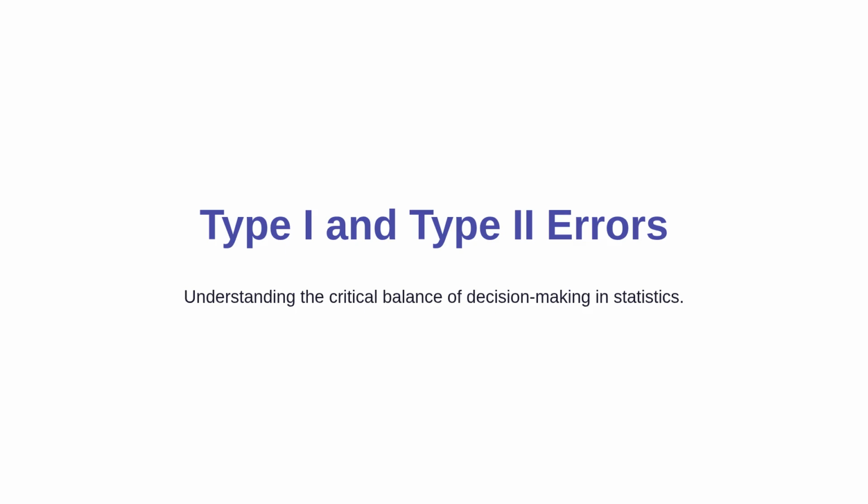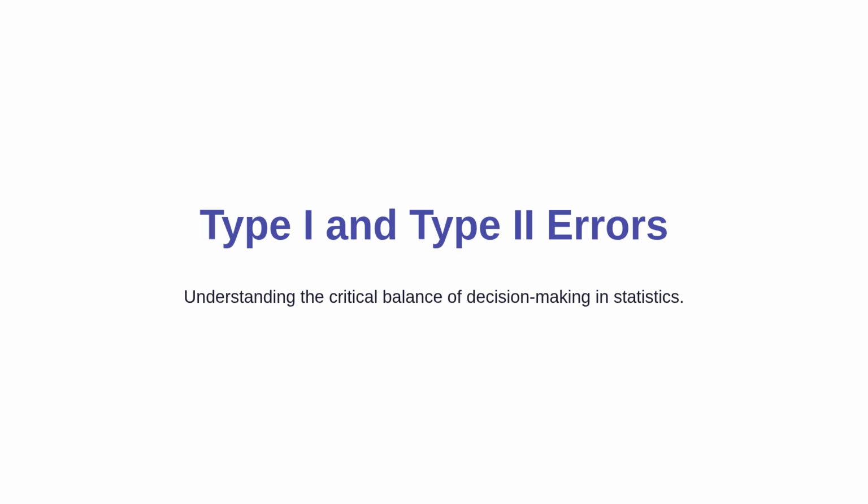Welcome to Sampling Distributions. Today we are going to tackle one of the most important concepts in statistics, type 1 and type 2 errors. Imagine you are a judge making a critical decision with imperfect evidence. How do you weigh the risks of making a mistake? By the end of this video, you will understand exactly how statisticians balance these risks and why this balance is a matter of life and death in fields like medicine and engineering.